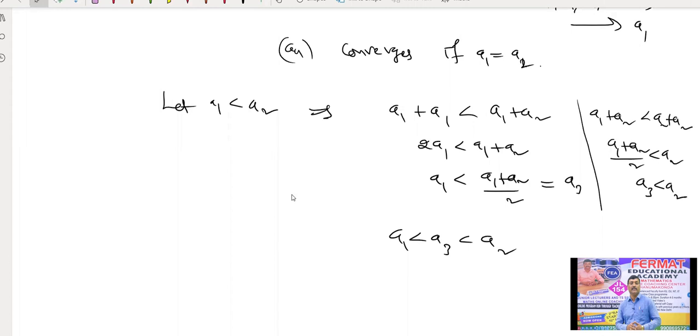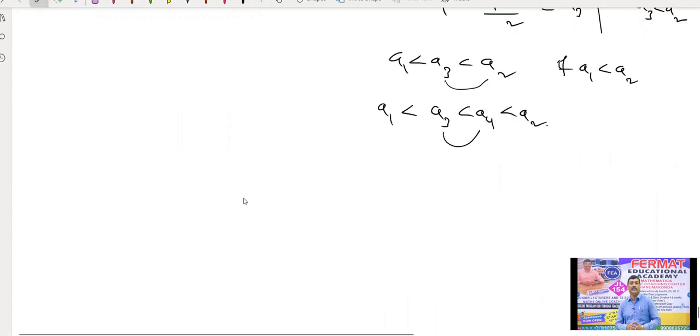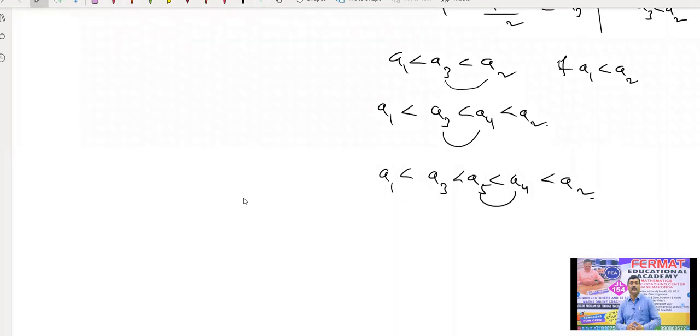Similarly, this is the arithmetic mean. So what you observe is that when A1 is less than A2, their arithmetic mean lies between A1 and A2. That we have shown, right? So applying the same thing by induction, these are two consecutive terms, so their arithmetic mean lies between them. A4 lies between these. Again, these are consecutive terms, and their arithmetic mean lies between them. Again, these two are consecutive terms, therefore their arithmetic mean lies between them. A6.